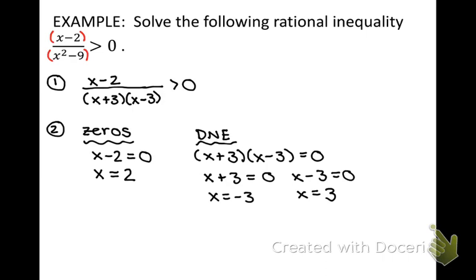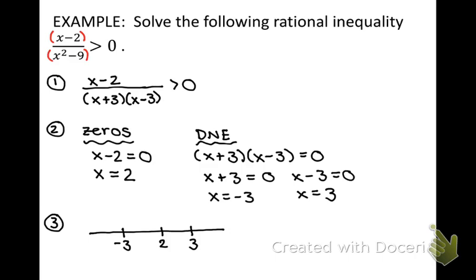Now, step 3 and 4 kind of happen visually in the same place. But step 3 is to draw our number line, and on it we're going to put our zeros and our x values where my function's undefined. So I'm putting negative 3, 2, and 3 on my number line. Make sure you put them in order from least to greatest, left to right.